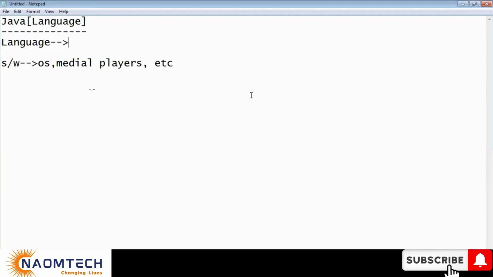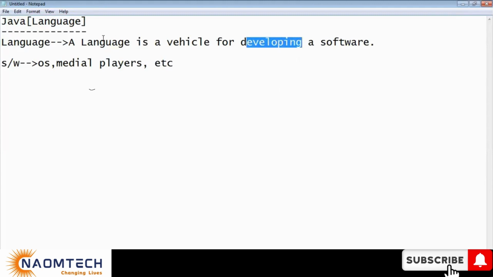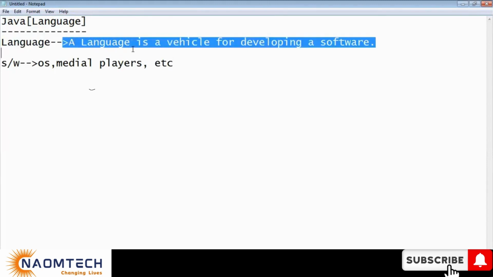So what is a language? A language is a vehicle for developing software. That is the simple idea about a language. It means if you want to develop any software, then we need a language. So that is the basic idea about what a language is. A language is used for developing software.